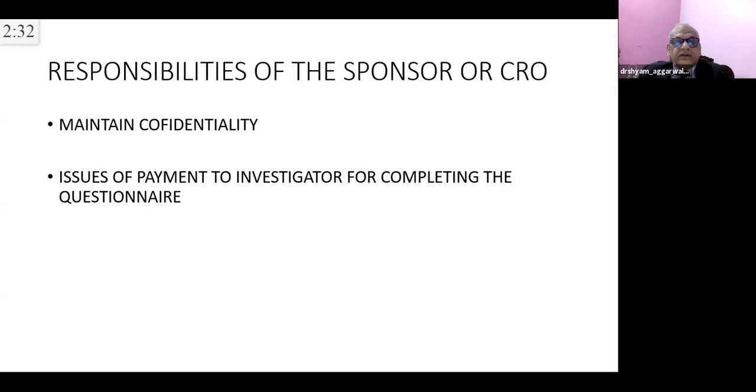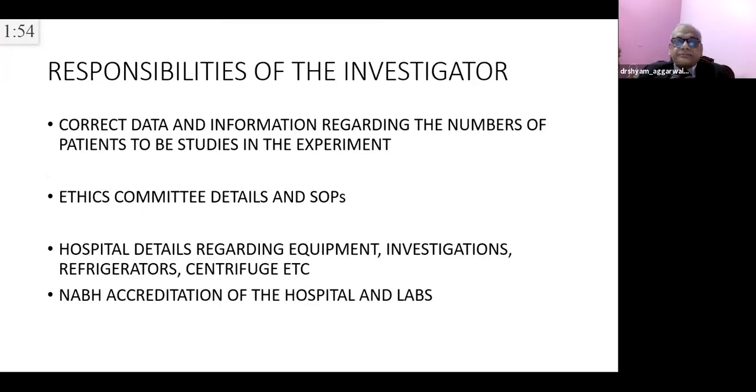But then I think a lot of us would fill up a questionnaire irrespective of that, unless you have so many trials where you can become choosy and insist on the payment for filling up the questionnaire. So, to my mind, these are two important responsibilities on the part of sponsor or CRO: that they should maintain confidentiality about the information which you are providing to them for that particular subject or disease entity, and it should not be shared with anybody. And then, of course, the payment issue. Next slide.